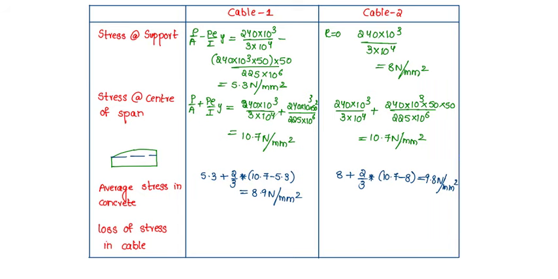So the loss of stress will be alpha into Fc. Alpha is given as 6, so 6 into 8.9, which is equal to 53.4 Newton per mm square. Whereas in cable 2 it is 6 into 9.8, which is 58.8 Newton per mm square.